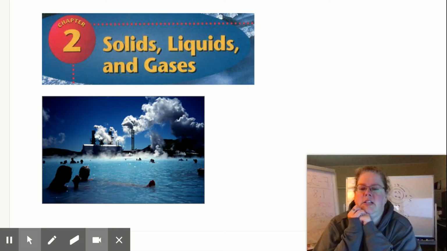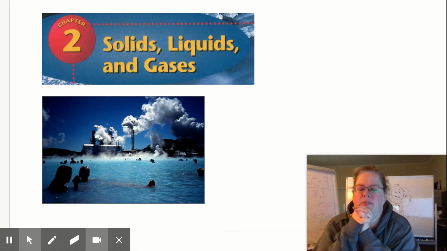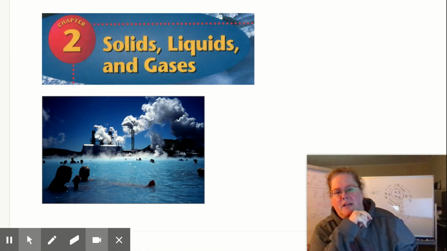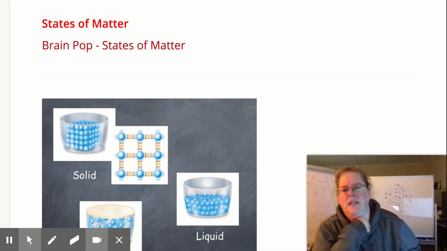So if you take a look at this picture, this is a geothermal spring and they are running a power plant off of it, and people go because they think it has some healing powers, and warm water often does, so I wouldn't dispute that. But you can see steam, gas, you can see liquid water, and the people are solid, and the plant is solid, and the rock behind it is solid. So you can see three phases of matter. If this helps you, I do have a link in here to the BrainPop states of matter. I'm not going to take the time to show that, but it's there if you want it.